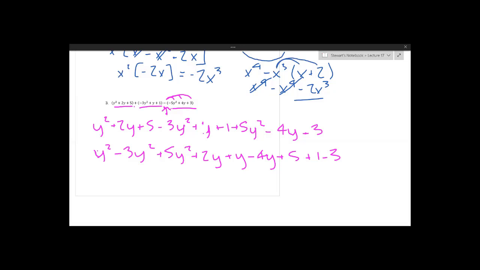So we have +3y squared, because when we're combining like terms, we're just adding all the coefficients together. This was the y squared, so now we're going to focus on the y's. We have 2 plus 1, which is 3, minus 4 is -1, so we have -1y. And then we're focusing on the constants. We have 5 plus 1 minus 3, which is a +3. So we have 3y squared minus y plus 3 when we simplify that down, and that is our final answer.